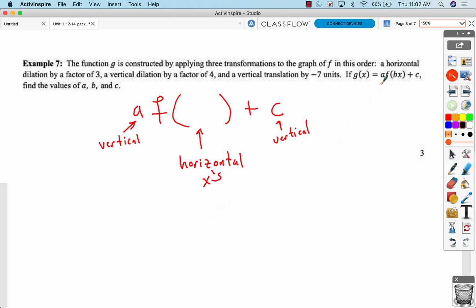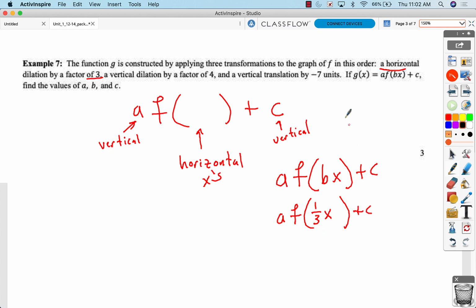So we need to transform f to get g. So we have this a, which is something with a vertical. We have f. B is something with a horizontal, plus c. Okay, so what do we have here? Horizontal dilation by a factor of 3. That's the trickiest one. Okay, so look what I'm going to do. If it's a dilation of 3, then that needs to be a 1/3. It always flips. It always goes against you when you're working backwards. Okay? And there's a plus 3 out here.